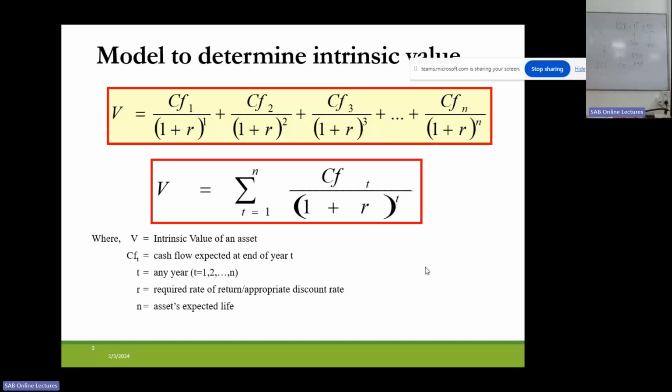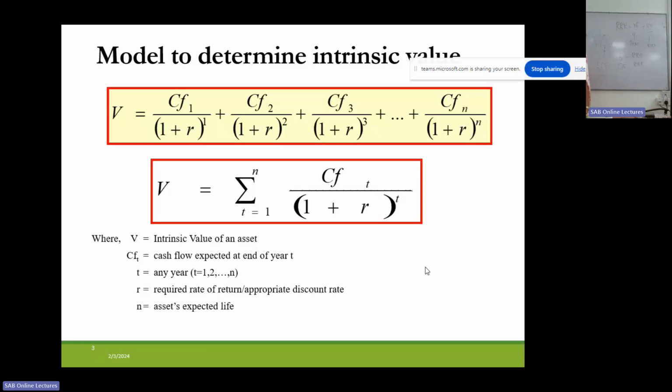Looking at the notation for the variables, V is the intrinsic value, also called fundamental value or theoretical value. CF is the cash flow expected in time period T. T is the time period. N is the lifetime of the machine, for example 10 years. R is the appropriate discount rate, which is the investors' required rate of return.